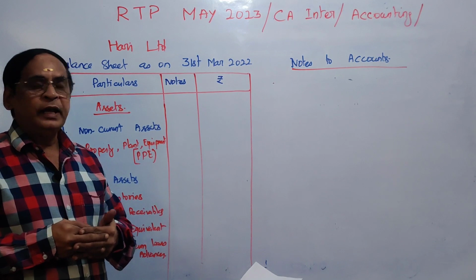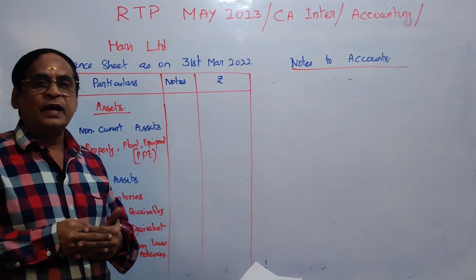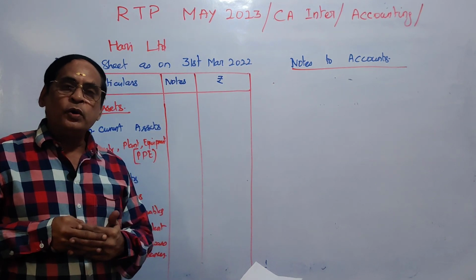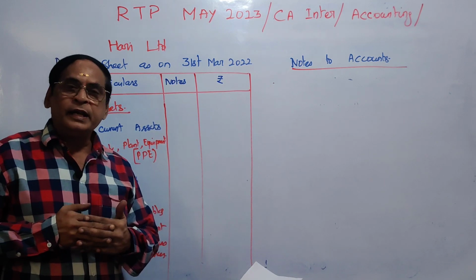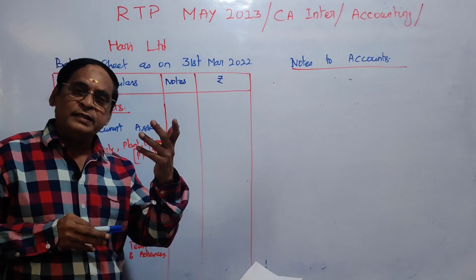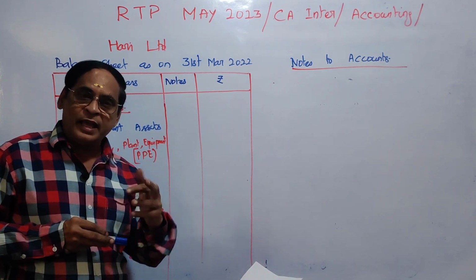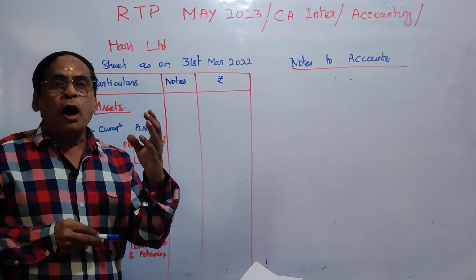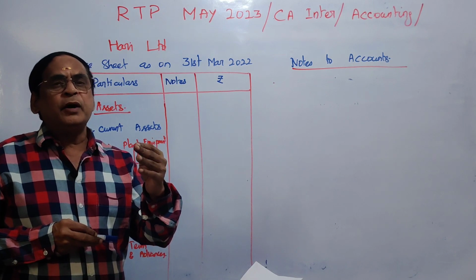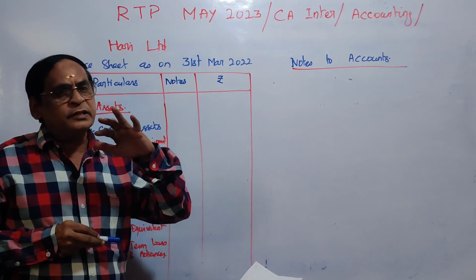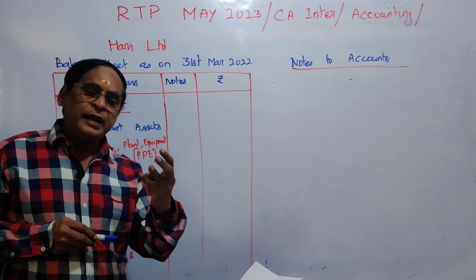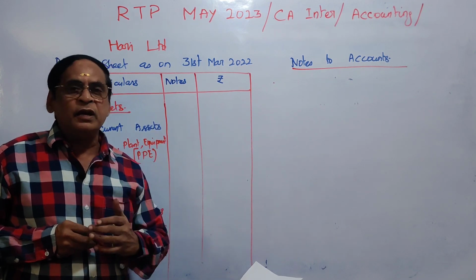The next one is assets. As per Schedule 3, the assets. What is the format of assets? We know non-current assets. Under non-current assets, fixed assets: tangible assets and intangible assets. Land, building, plant and machinery, computer, car, etc. are tangible assets. And then trademark, patent, goodwill are intangible assets.